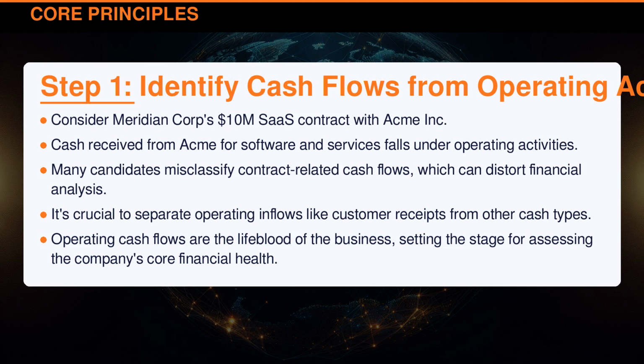Consider Meridian Corporation's $10 million SaaS contract with Acme Incorporated. Cash received from Acme for software and services falls under operating activities. Many candidates misclassify contract-related cash flows, which can distort financial analysis. It's crucial to separate operating inflows, like customer receipts, from other cash types. Operating cash flows are the lifeblood of the business, setting the stage for assessing the company's core financial health.